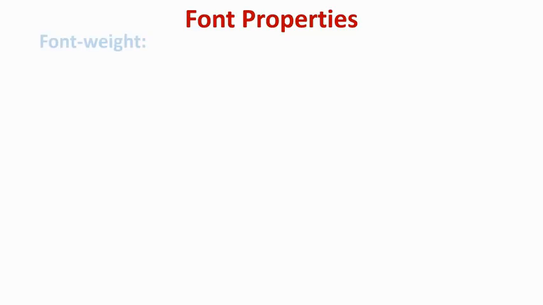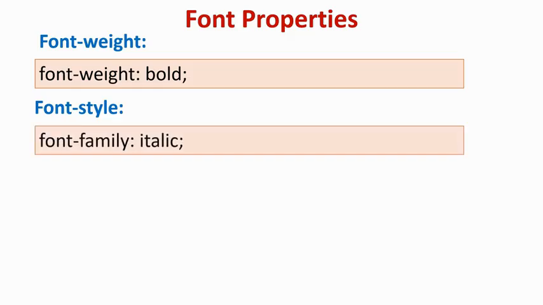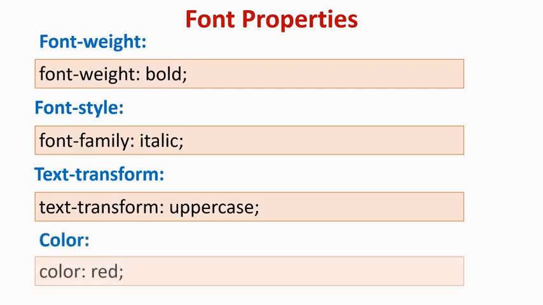Font weight. It defines the thickness or boldness of the font. Font style. It specifies the style of the font like italics. Text transform. It changes the case of the text like lowercase or uppercase. Color. It sets the color of the text.